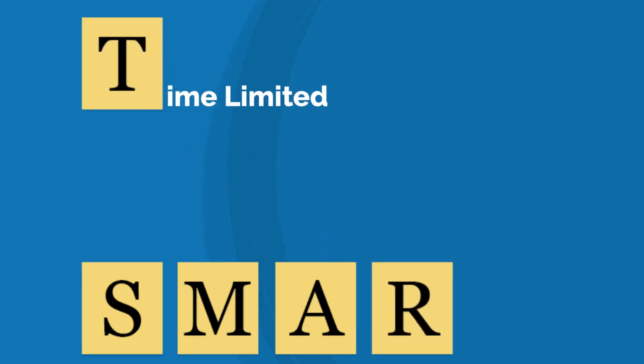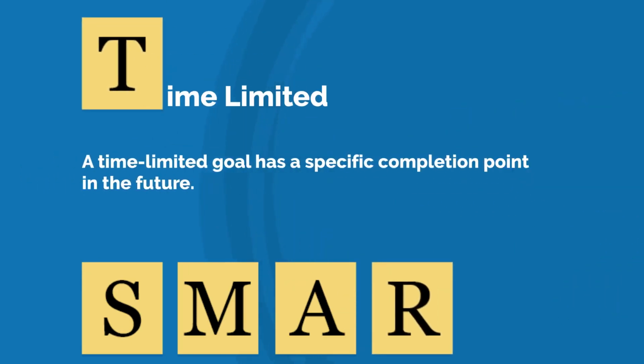T is for time limited. A time-limited goal has a specific completion point in the future. The goal, save $20 from every paycheck, isn't time limited. Save $20 from every paycheck for the next 3 months is.